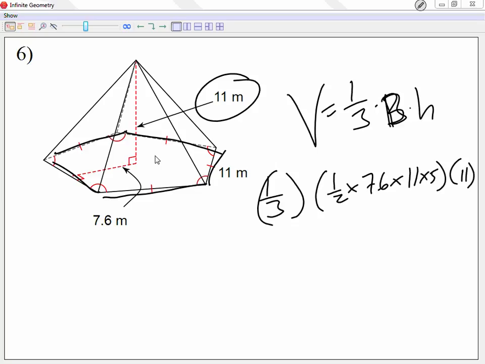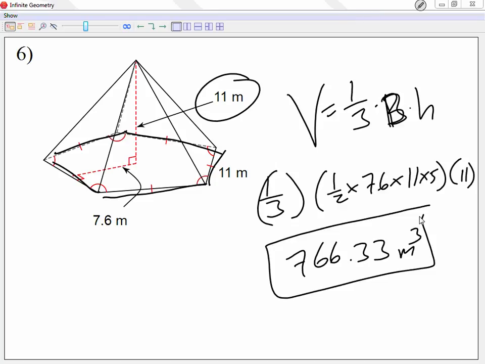What do you get? 766.33. Alright, and then if you're using your units, you're looking at cubic meters, basically meters to the third. And volume is to the third. I don't mind if you skip the units. The first one, I'll get back to you after we finish.